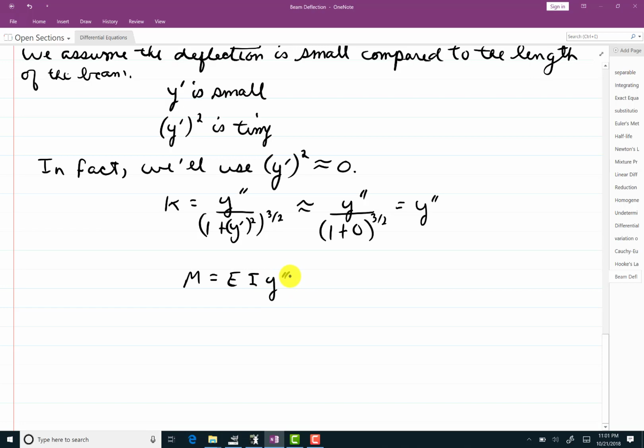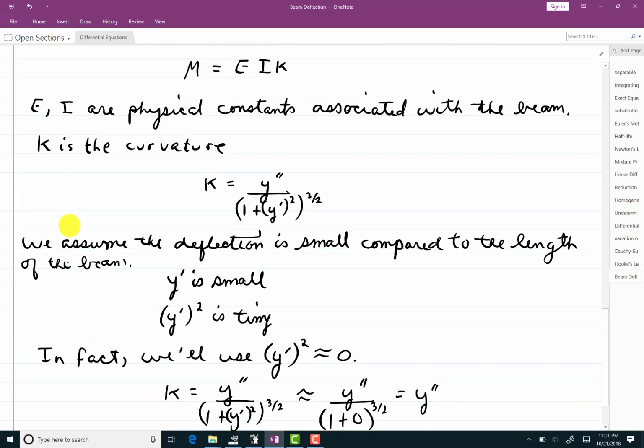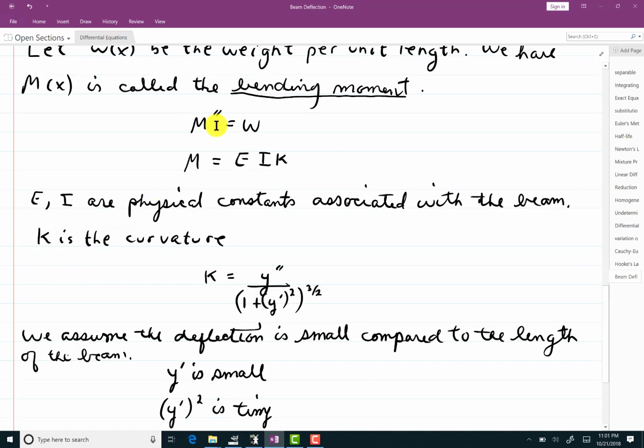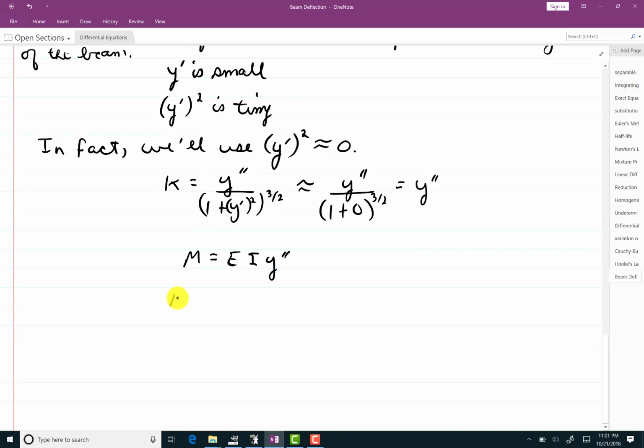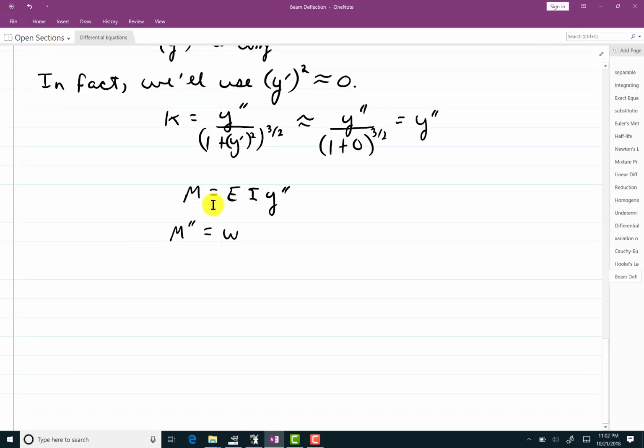Now, continuing, go back a little bit farther to what I had earlier. I had m double prime equal to w. Now EI are just constants. So this means that if I take the second derivative here, I will have EI times the fourth derivative of y equals w.